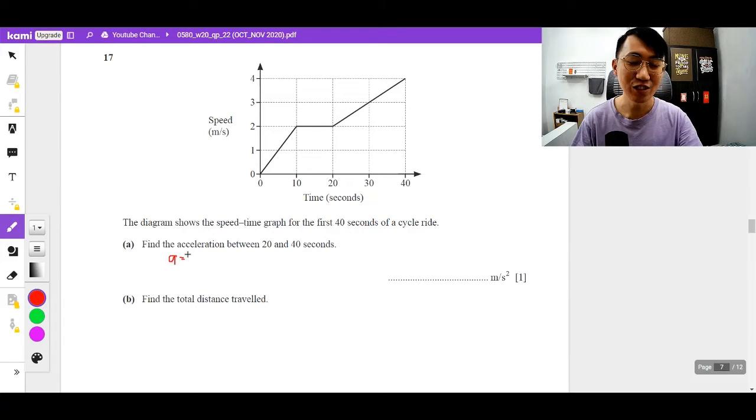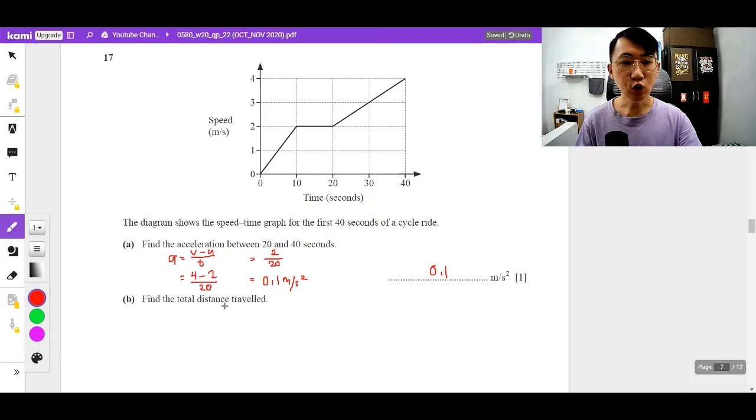So acceleration is V minus U over T, where V is the final speed. So final speed is 4 minus the initial speed, which is 2, over the time taken. Time taken is from 20 to 40, that will be 20 seconds. So here you can see that it's going to be 2 over 20. You can use your calculator for this, and you're going to get 0.1 meter per second square. That's a unit. Very good. They give it over here also. So log in 0.1. That's question A.